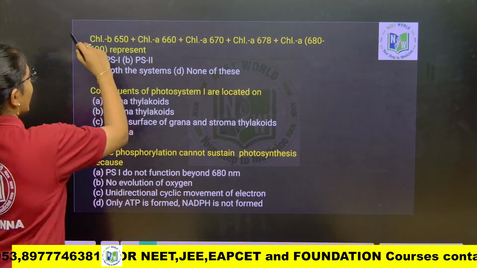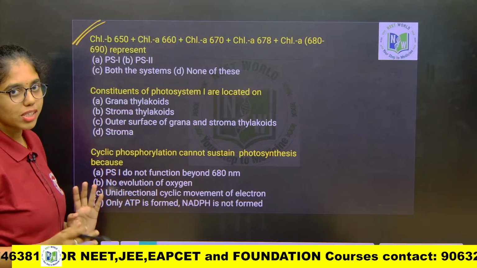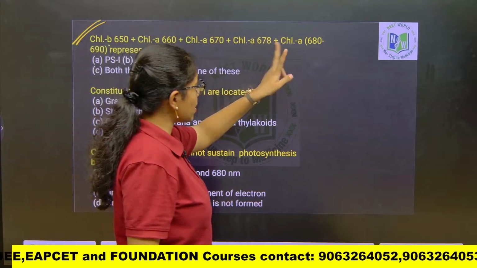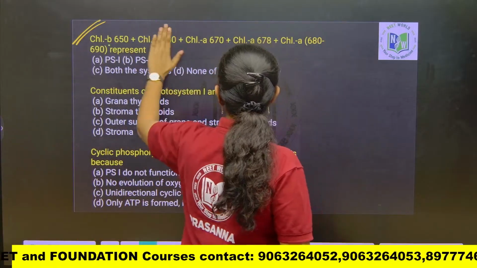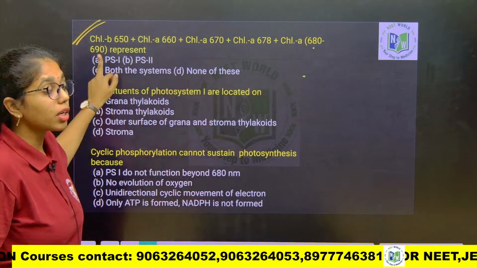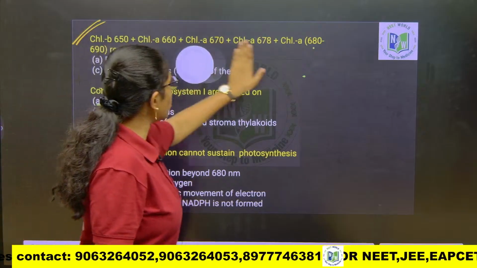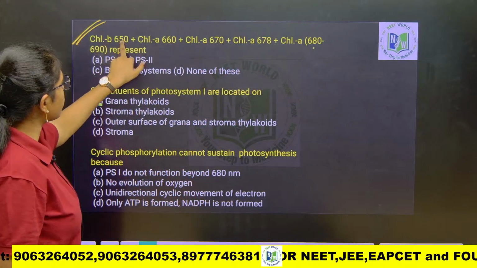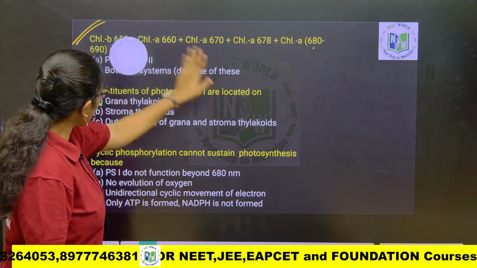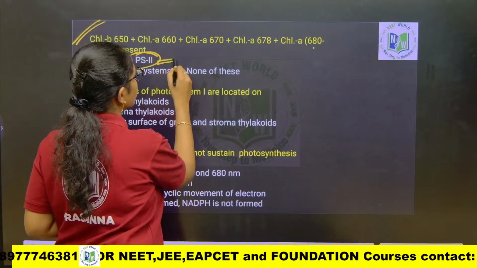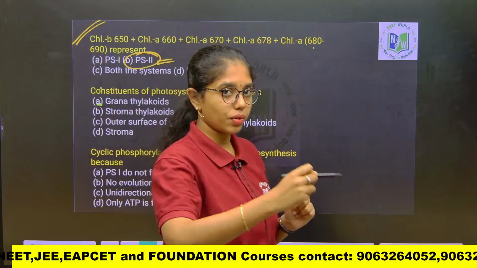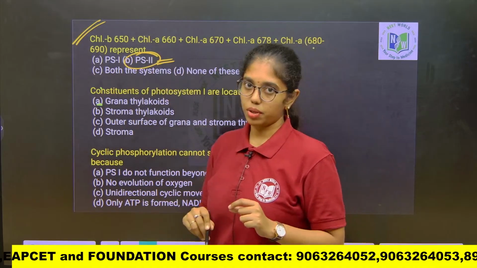It is very simple actually, but looking into the question, most of the students will get confused. Chlorophyll B 650, 660, 670, 678 and all this, and chlorophyll A, which is from 680 to 690, represent what photosystem? All these chlorophyll molecules from 650 to 690 are representing what photosystem? Of course, it is photosystem 2. Photosystem 2 will represent chlorophyll maximum wavelength from 650 to 690 nanometers.